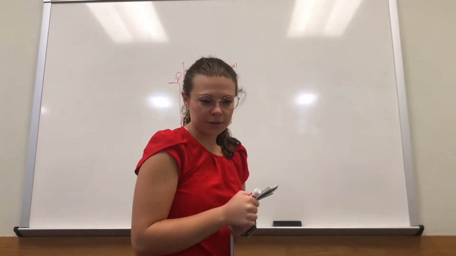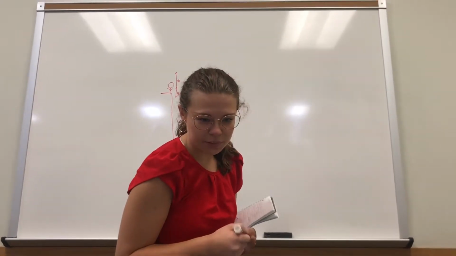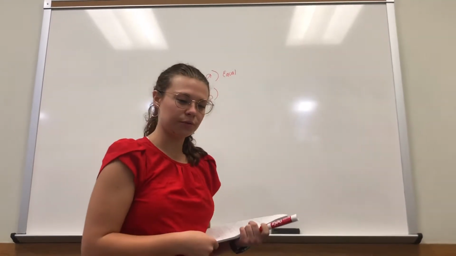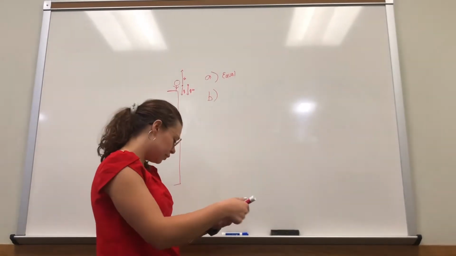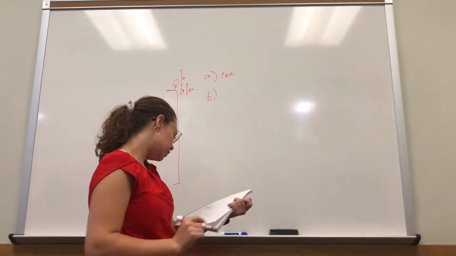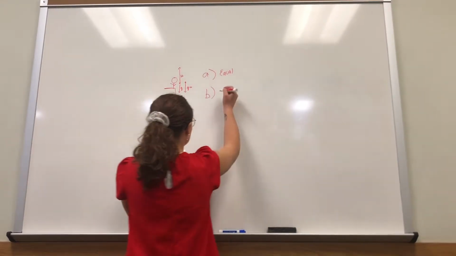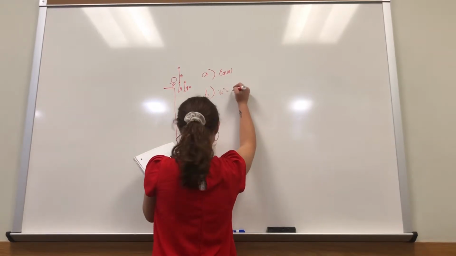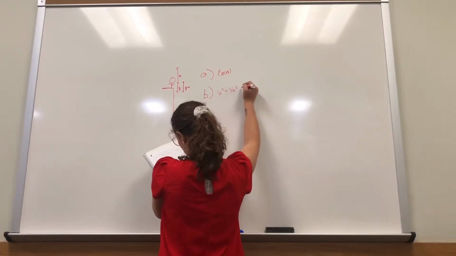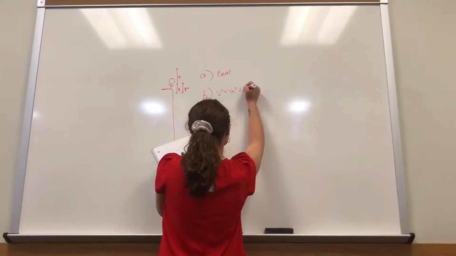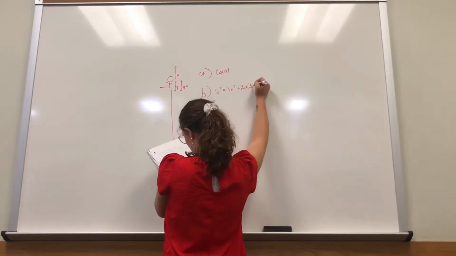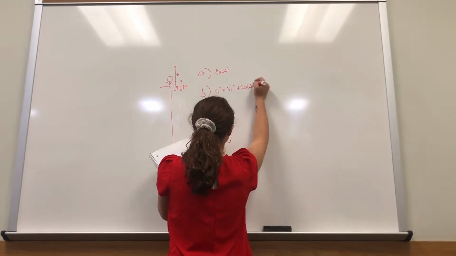And then part B says, compare the final speeds of the balls as they reach the ground. Is one larger than the other, or are they equal? So these are also equal, and we can prove it with the free fall equation, where velocity final squared equals velocity initial squared plus 2 times acceleration times the change in y.